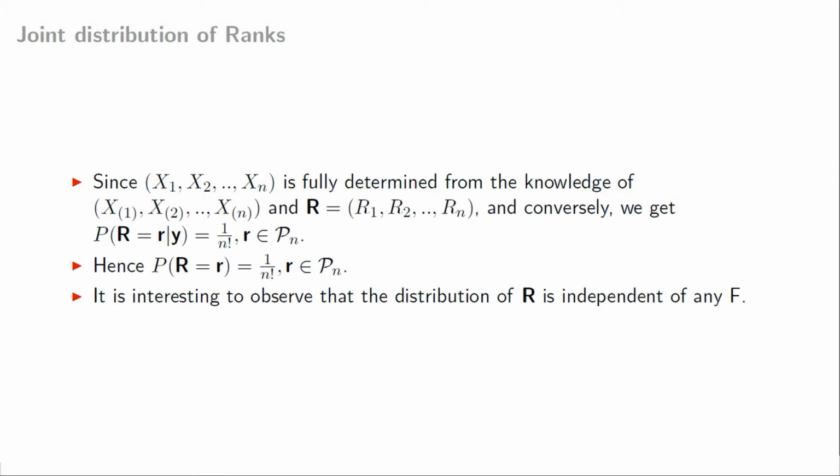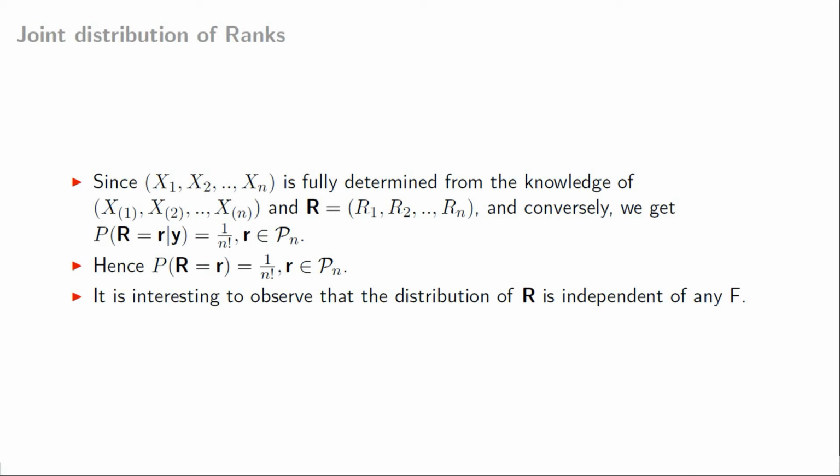Since X1, X2, Xn is fully determined from the knowledge of the order statistics and R, that is the full set of ranks, and conversely, we get that the conditional distribution of the rank vector given the order statistics is simply 1 upon n factorial for every value of R. Therefore, we find that the distribution of the rank vector is independent of the order statistics vector, and hence we get the joint distribution of ranks as 1 by n factorial for all possible permutations of the first n natural numbers.